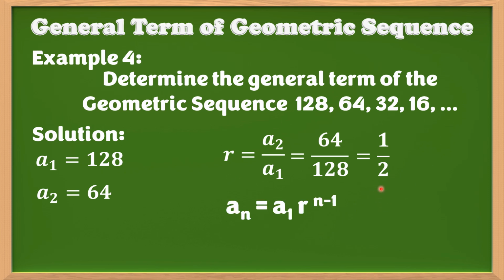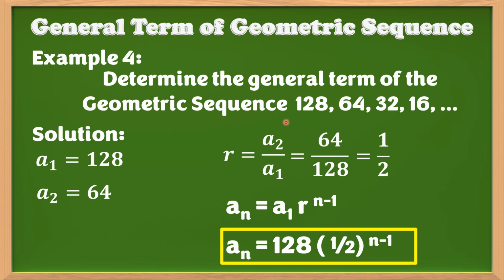Then we're going to use the general term of a geometric sequence, a sub n equals a sub 1 times r raised to n minus 1, wherein we change the value of a sub 1 into 128, and the value of r is 1/2. So the general term of the geometric sequence 128, 64, 32, 16, and so on is a sub n equals 128 times 1/2 raised to n minus 1.